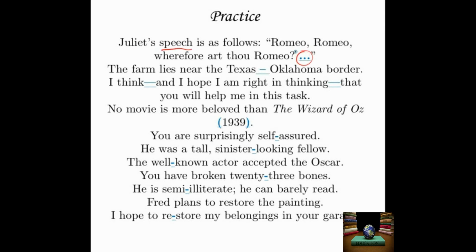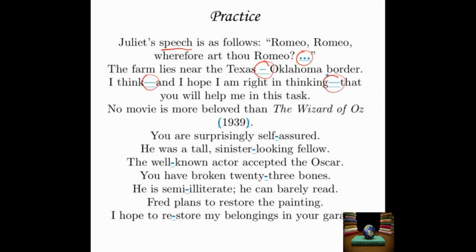Second sentence. The farm lies near the Texas-Oklahoma border. Here we include an N dash because we're talking about two entities of equal importance and we're connecting them with that little mark. Next sentence. I think, and I hope I am right in thinking, that you will help me in this task. Well, we took a little tangent in the middle of that sentence, didn't we? A somewhat emphatic one. So we set it off with a pair of M dashes.